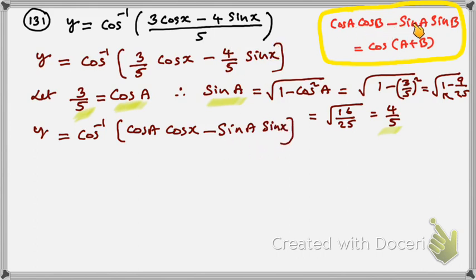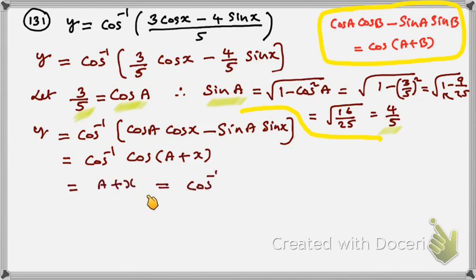Cos A cos B minus sin A sin B is cos of A plus B. So cos A cos X minus sin A sin X would be cos of A plus X. Now cos inverse and cos would cancel, so what you have left is just A plus X. What is A? We made a substitution here, so go back and look at your substitution. Cos A is 3 by 5, so A will be cos inverse of 3 by 5, plus X would stay.